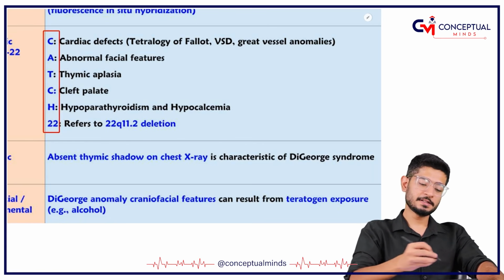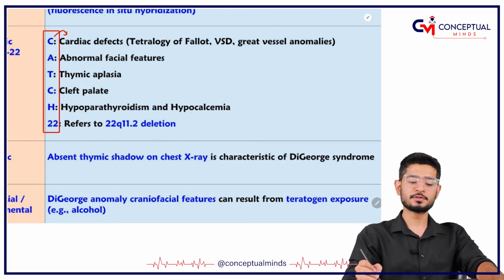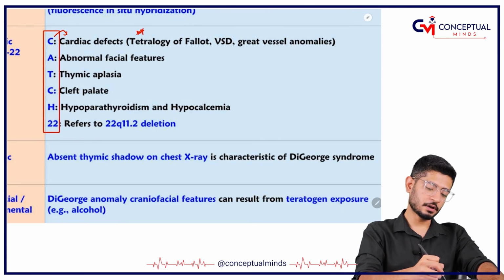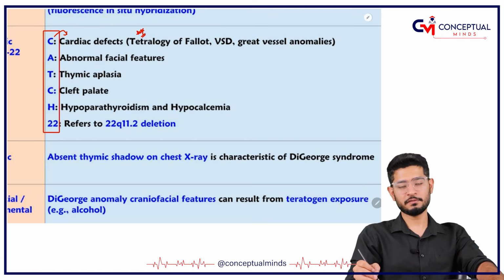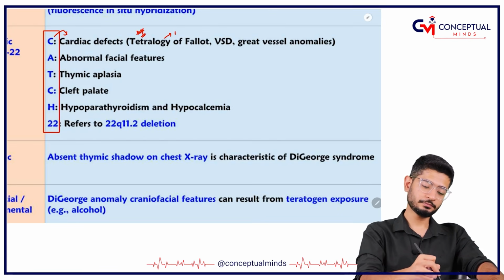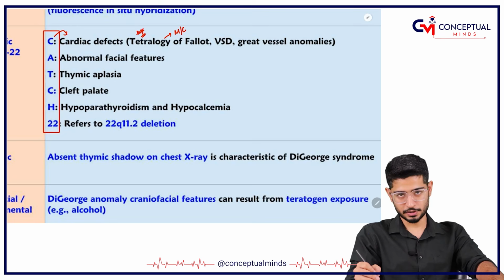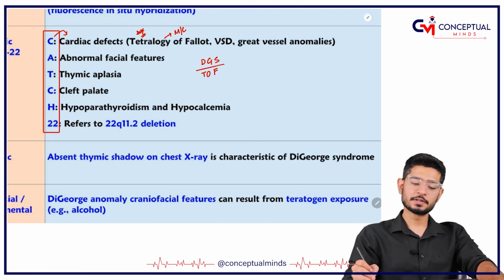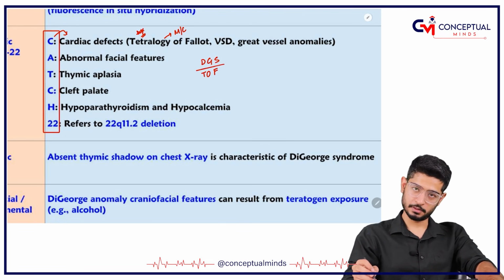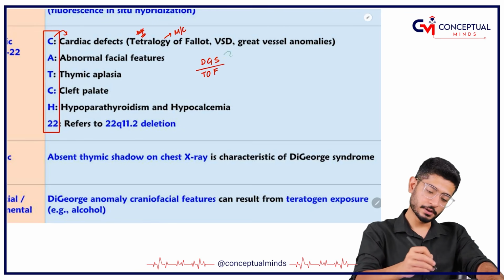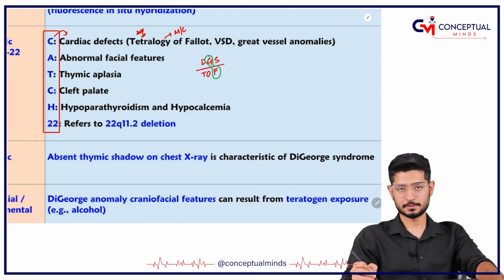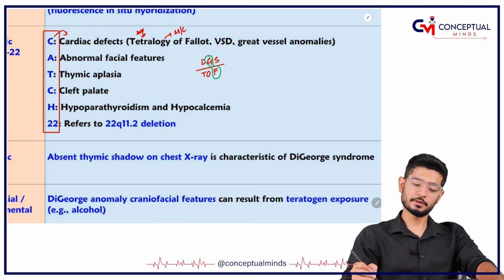So what is C? C is cardiac defects, and the most common cardiac defect seen in DiGeorge syndrome is tetralogy of Fallot. Tetralogy of Fallot, most common in DiGeorge syndrome. So can you understand DiGeorge syndrome, tetralogy of Fallot? This is how you are supposed to remember, because F and G come very close in the alphabet. DiGeorge syndrome, tetralogy of Fallot.